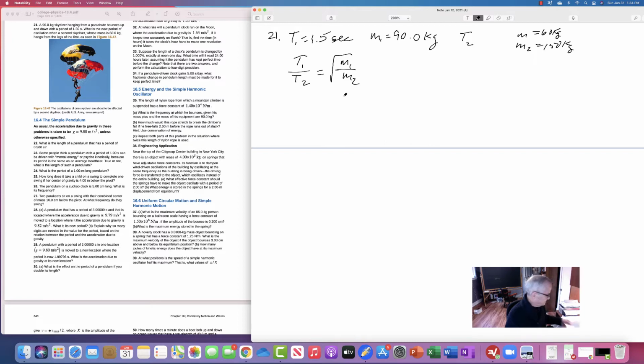And another way to do this, rather than do all the rearranging with letters, is just put the numbers in, which is what I did on this one, just for the heck of it. So 1.50 over T2 is going to equal the square root of 90 over 150. And if you just do the math here, you can do this division and then take the square root of it. Then the T will come over here, and then you end up dividing 1.5 by that. And T2 comes out to be 1.94 seconds.